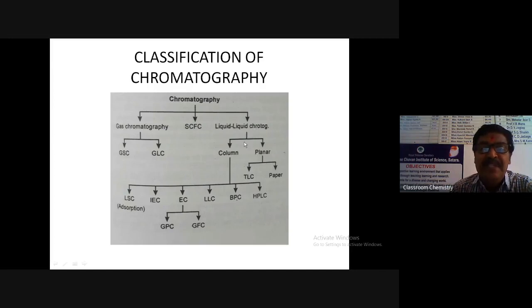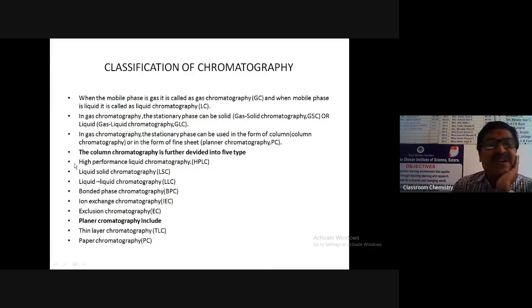Liquid chromatography is again classified into column and planar. Planar is again classified into TLC and paper, while column is again classified into LSC, IEC, LLC, BPC, HPLC, and EC. EC is again classified into GPC and GFC. So we will see how the classification is carried out.